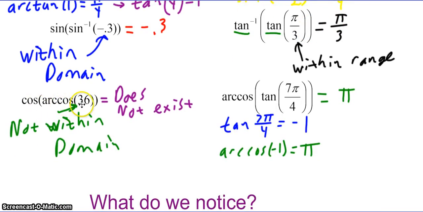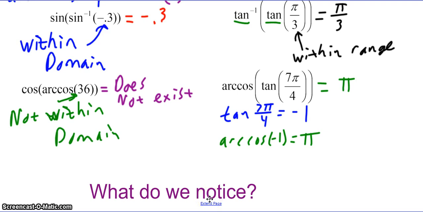What is the cosine of the arccosine of 36? 36 is not within the domain of the arccosine function. It does not exist. Now this last one is a little bit different because these functions are not inverses of each other. So here we just want to work it out. What is the arccosine of the tangent of 7 pi fourths? Well, the tangent of 7 pi fourths is negative 1. What is the arccosine of negative 1? It's pi.